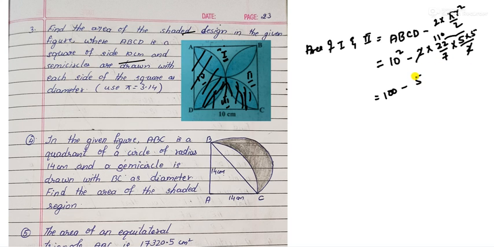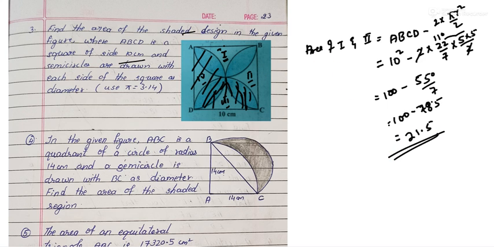Sorry, 5 5s are 25, 5 2s are 10, 5 2s are 10, 110, 550 divided by 7, correct. So 100 minus, we'll get this as 21.5 after solving this, sorry, 78.5, and that is equal to 21.5. So area of quadrant 1 and 2.